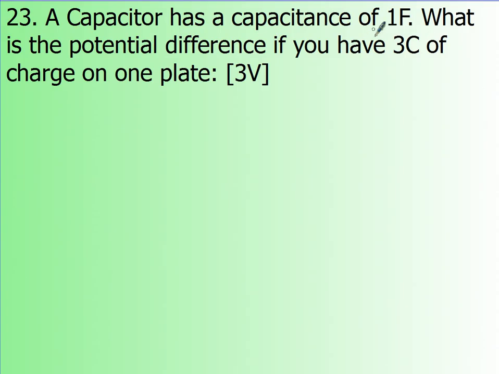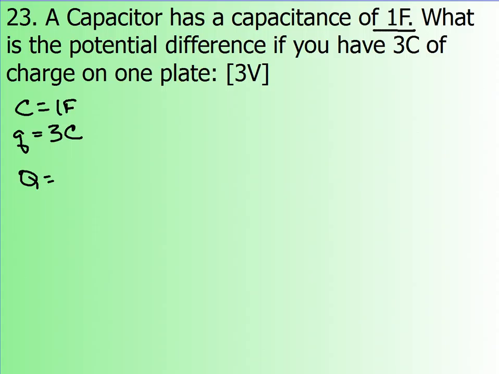A capacitor has a capacitance of 1 farad. So what's the potential difference if you have 3 coulombs of charge on one plate? So C is 1 farad, and Q is 3 coulombs. Now this is confusing, I know, because I've got C for symbols, C for units. Just be careful.